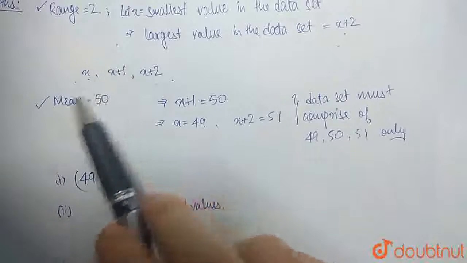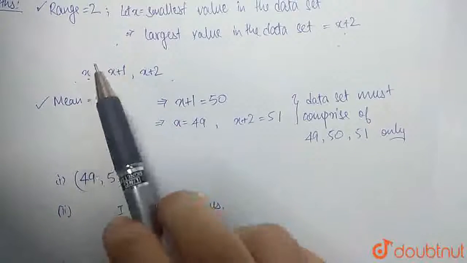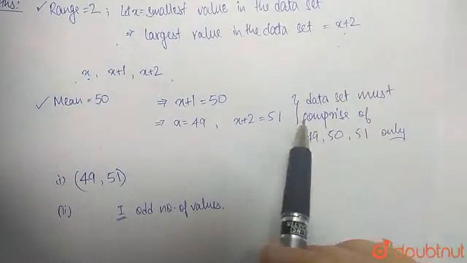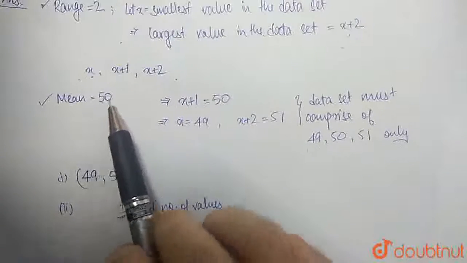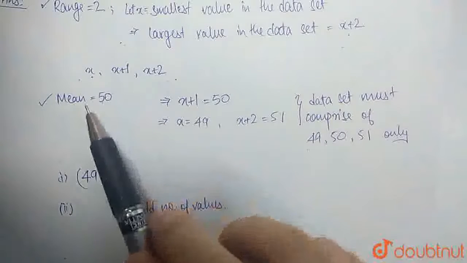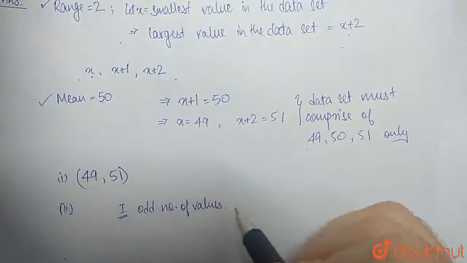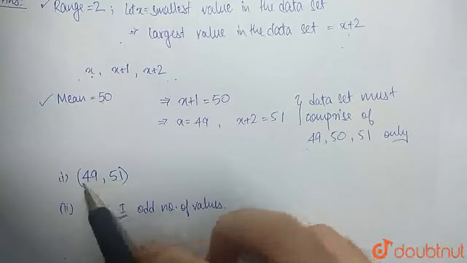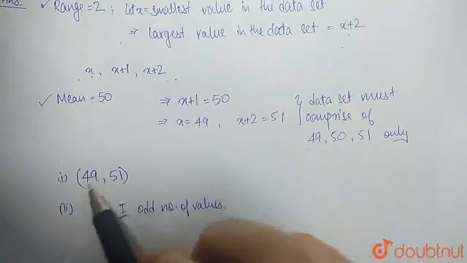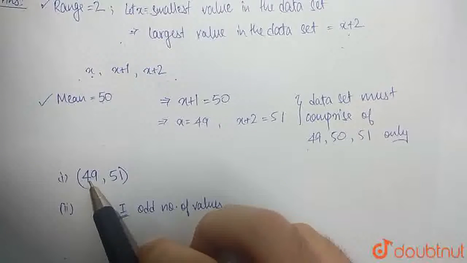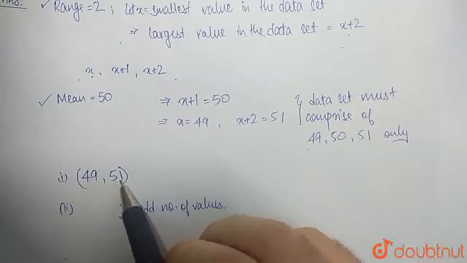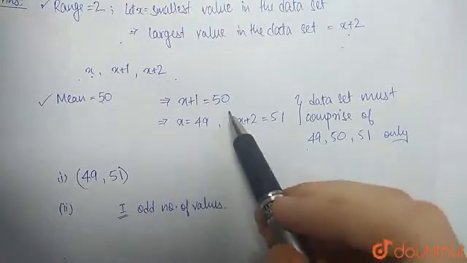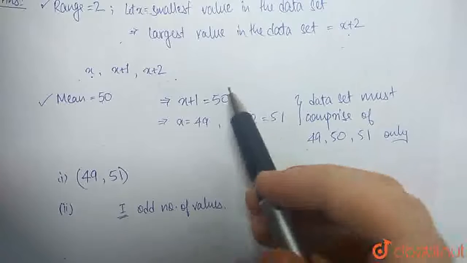These two conditions must be satisfied regardless. So the range must be 2, which means 49, 50 and 51 are the only numbers we can use, and the mean must be 50. For the mean to be exactly 50, there must be an equal number of occurrences of 49 and 51, because these two balance each other out. So the number of 49s in the dataset must be equal to the number of 51s, and there can be any number of 50s in the dataset. 50 does not change the mean in any way.